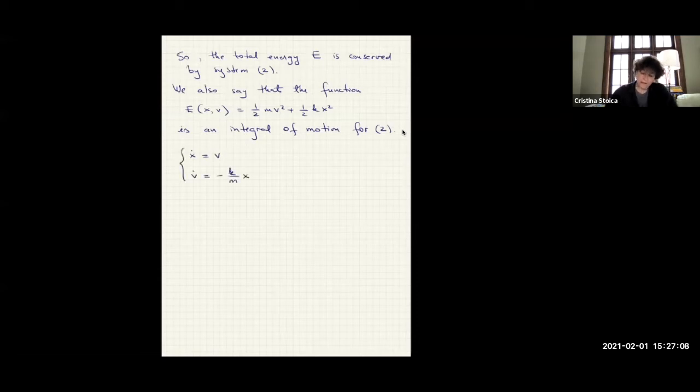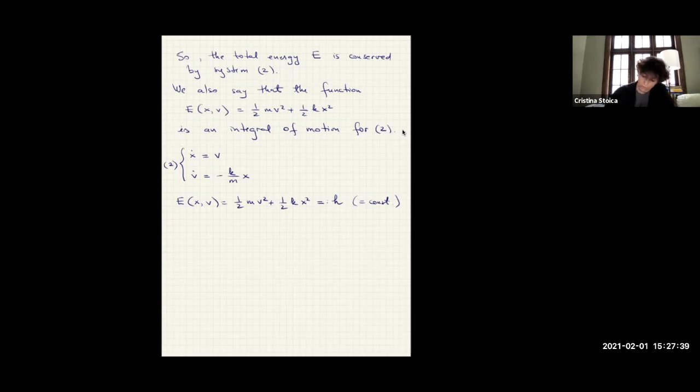To one equation. So this is system 2, and we know also that this guy is a constant, right? So let's call this constant h. E of x and v is the function, h is a constant, could be 1. I'm just talking about the level set of this function.